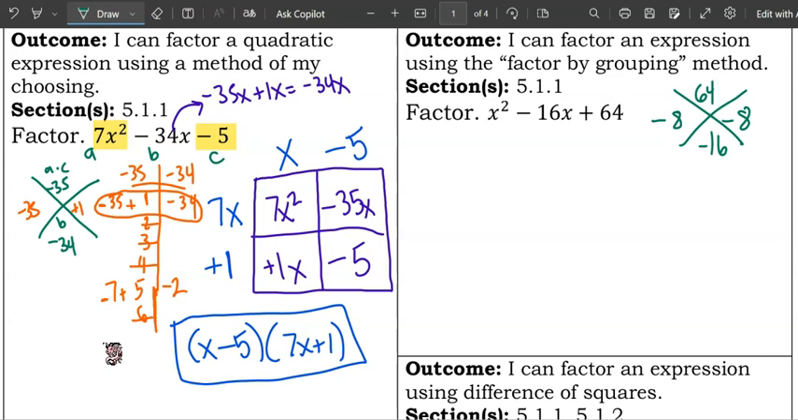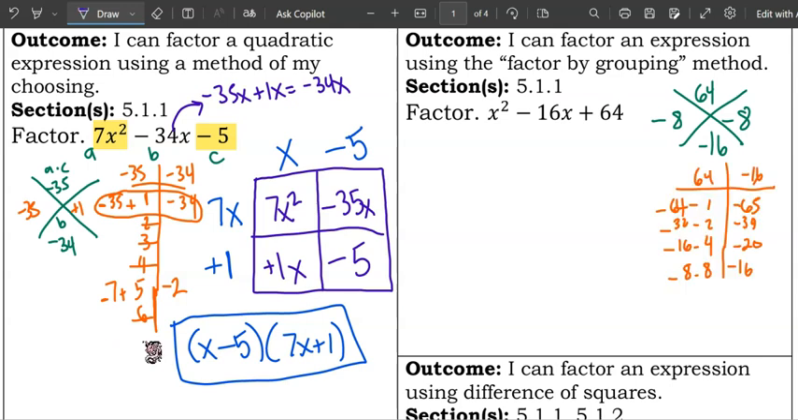Negative 8 times negative 8 is a positive 64, and negative 8 plus negative 8 is a negative 16. Again, if you didn't see that right away, you can list out your factors. Now we can rewrite this: x squared, and instead of negative 16x, we're going to put minus 8x minus 8x, and then plus 64. So we get these from our factors.